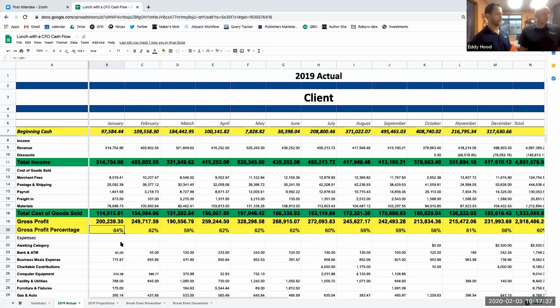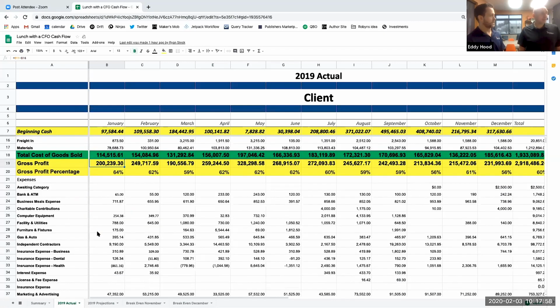So now we've got our gross profit percentage. I look at this one and say, okay, this is pretty healthy. I look at January and say, okay, we've built our mouse. We've sold a bunch of them. Here's the cost of selling those mice. Now I'm sitting here with $200,000 left over to pay for bills for the month, to keep the lights on. That's not a bad start.